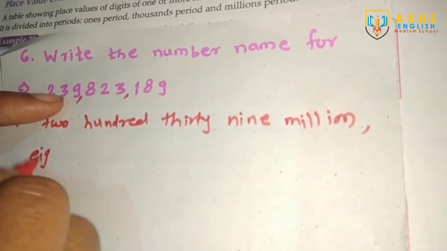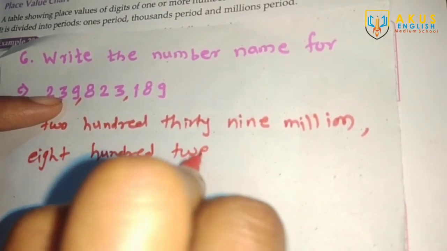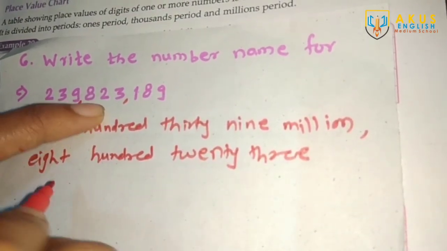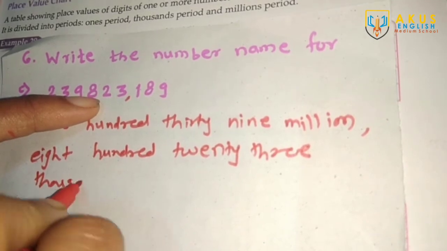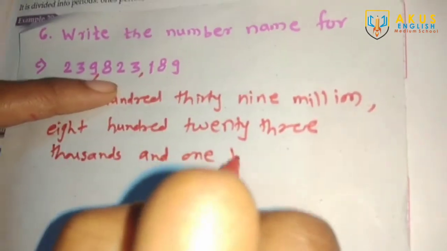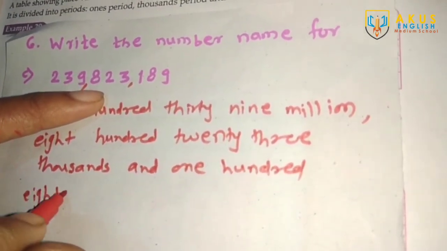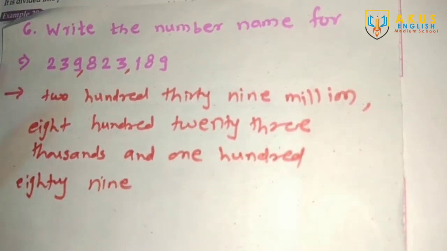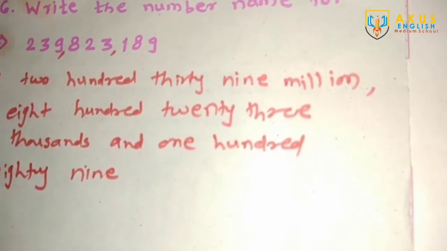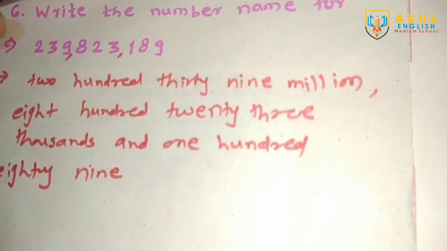Then 823. Now this is the column of 1000 period. So thousands. And 189. It is so simple if we put the comma, so that from the groups it is very easy for us to represent the number name.